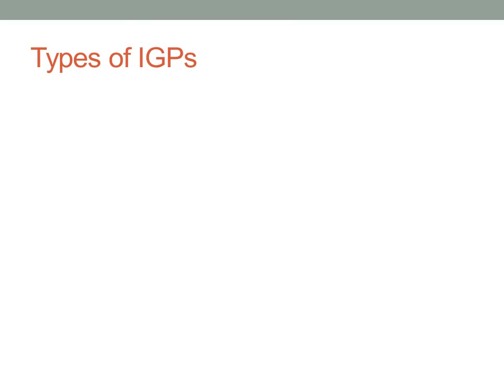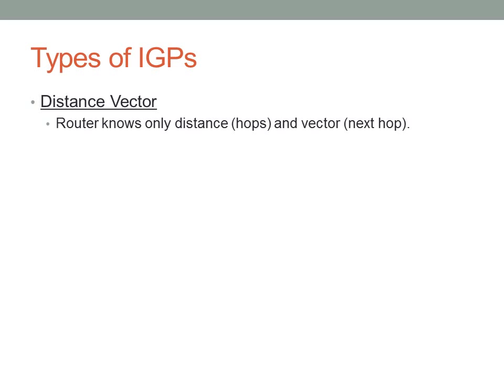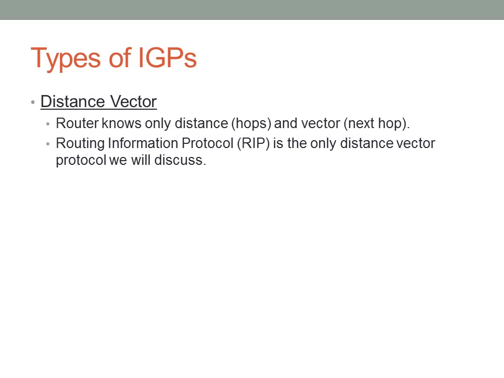Now, there are two different types of interior gateway routing protocols, and distance vector is the primary one. Now, distance vector, the router only knows the distance, and vector, that is the next hop to a given network. So now I say distance in hops here. Distance could be comprised of a lot of different components, and I'll talk about that again at the end of the slide. Now, the idea here is that RIP is the only distance vector protocol that we'll be discussing, and I say that with a bit of a hint in my voice of something to come. I'll talk to you about that here at the end.